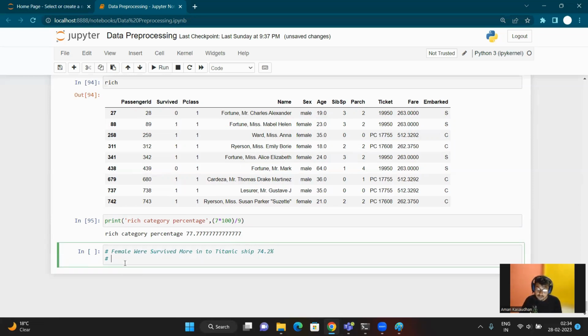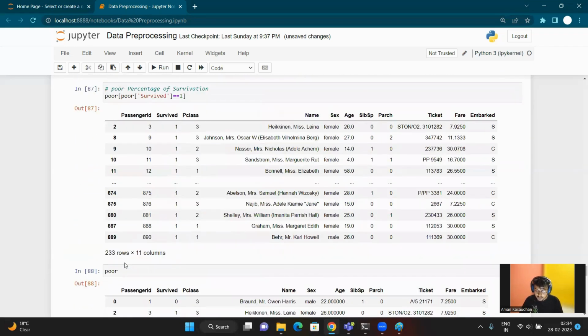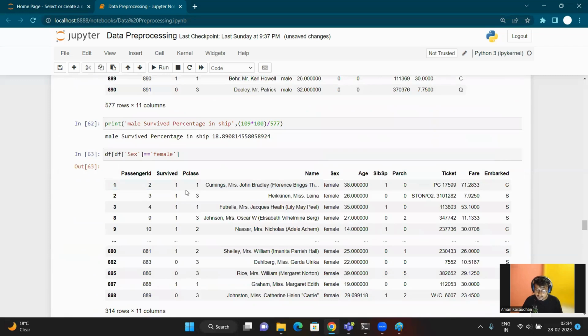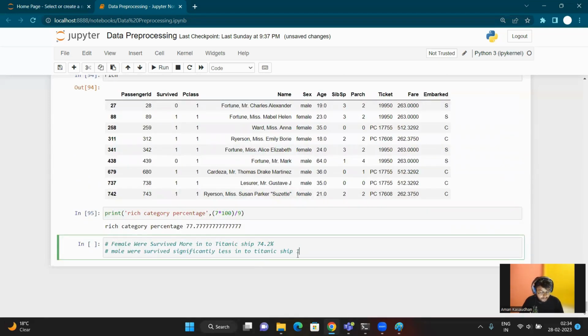Next insight, what are we going to write? Male survived significantly less on the Titanic ship. That is, I guess, what we have taken out, and it was around 18.89. 18.89% of males survived. Next, we have divided it into categories.